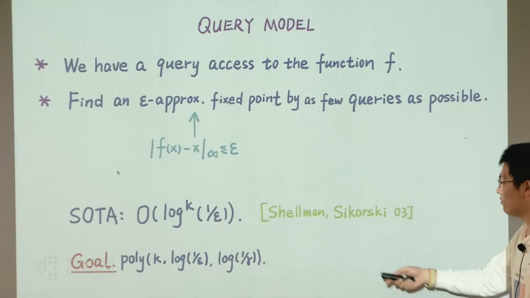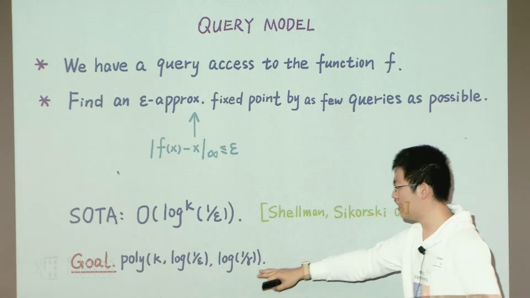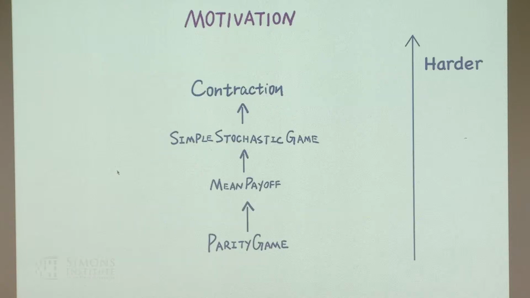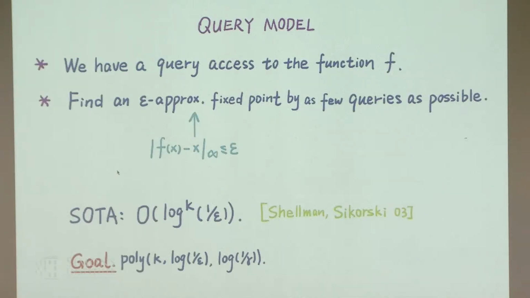If we have such a polynomial algorithm, then we can claim, for example, that simple stochastic games are in P. And we will see it later. Suppose you meet the goal, what would it mean for parity games? This also implies parity games are in P.